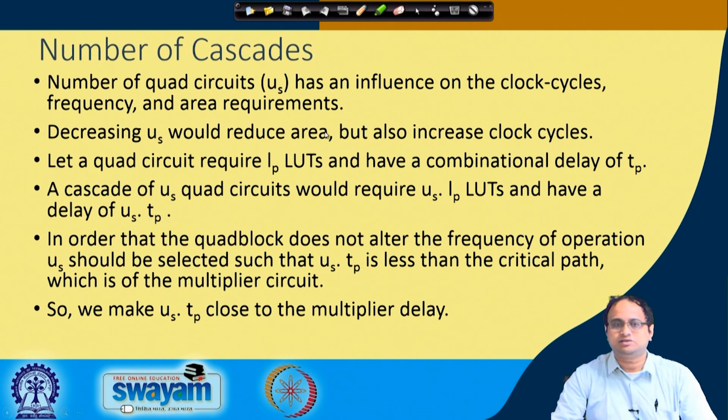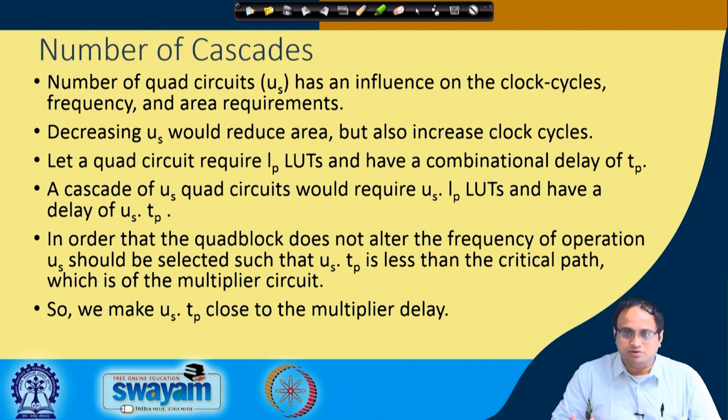You can see that if I increase the number of quad operations, increase the number of cascades, then the area requirement will increase. At the same time, it will also reduce the number of clock cycles. But if you decrease it, then the number of clock cycles will increase, but the area will get reduced. So, there is a trade off.